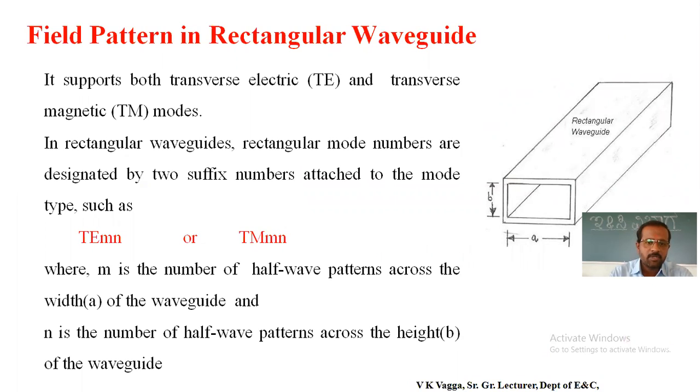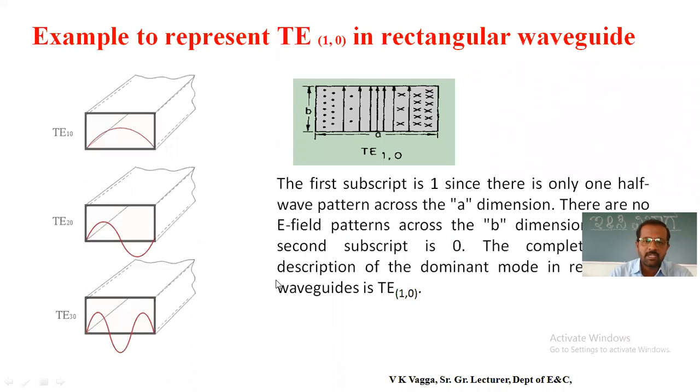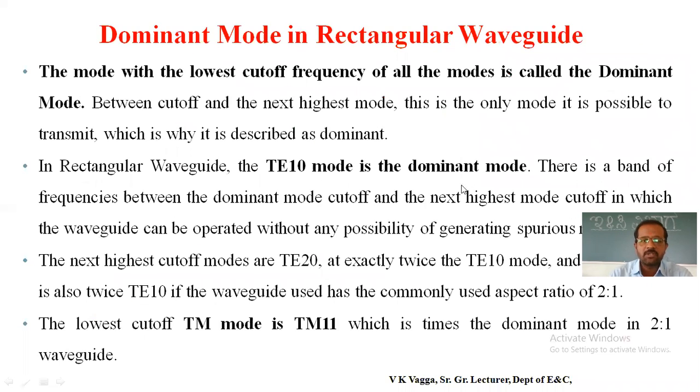In the same way, the field pattern is represented as TEmn. The subscripts m and n indicate the half wave patterns available either at the A wall or at the B wall. The half wave patterns at the A wall are represented by m, and the half wave patterns at the B wall are indicated by n. One example has been shown for TE10, which acts as the dominant mode. It has the lowest cutoff frequency here.